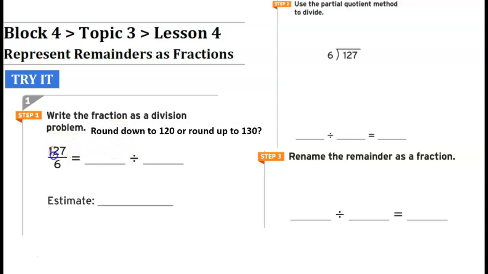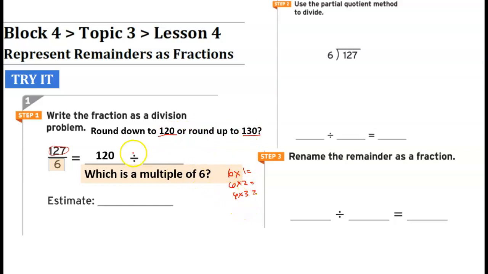This top number is not a multiple of 6, but let's see, do we round down to 120 or round up to 130? Now I know normally we'd say, oh, we round up because that number is greater than 5, but think about it. Of the 2 choices I presented you with, which is a multiple of 6? And if you forgot your multiples, like 6 times 1, 6 times 2, 6 times 3, which one of these closely resembles one of these multiplication tables? 120, right? So it's 120 divided by 6.